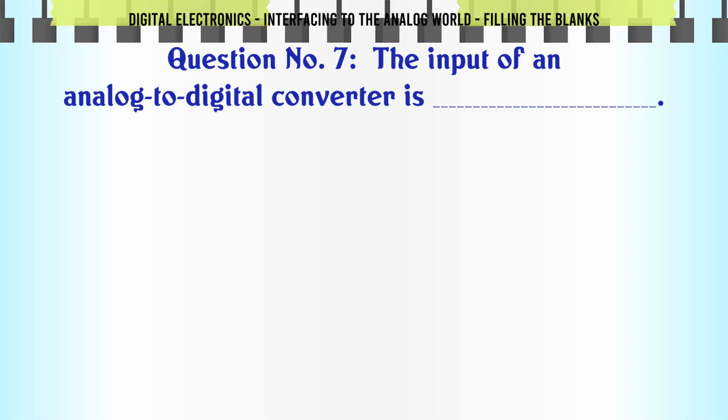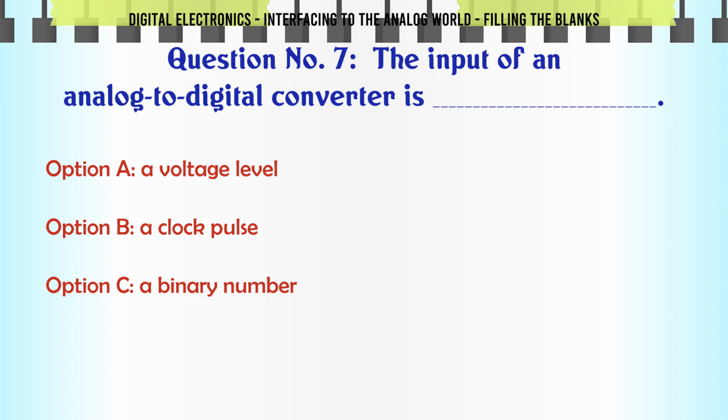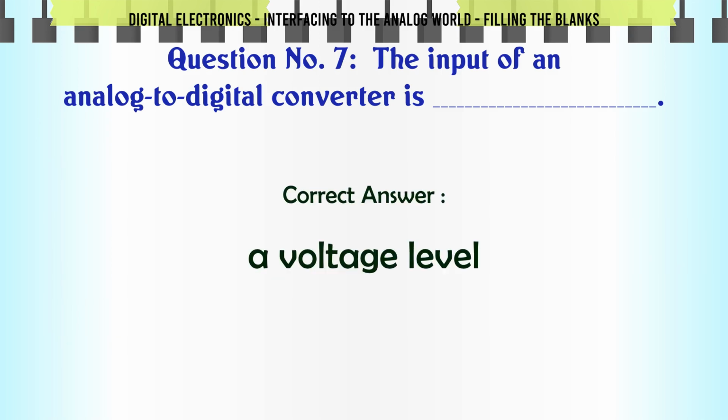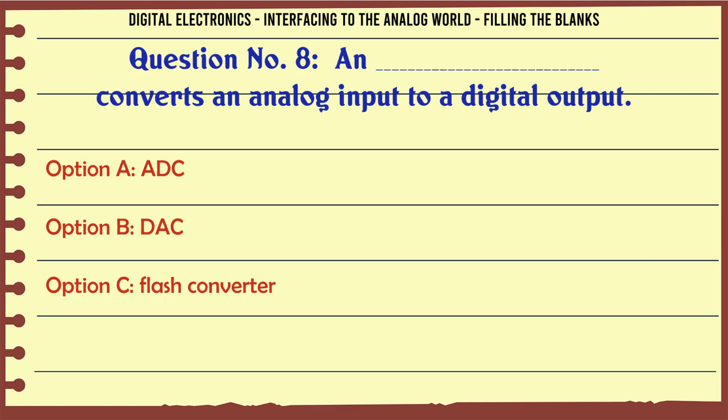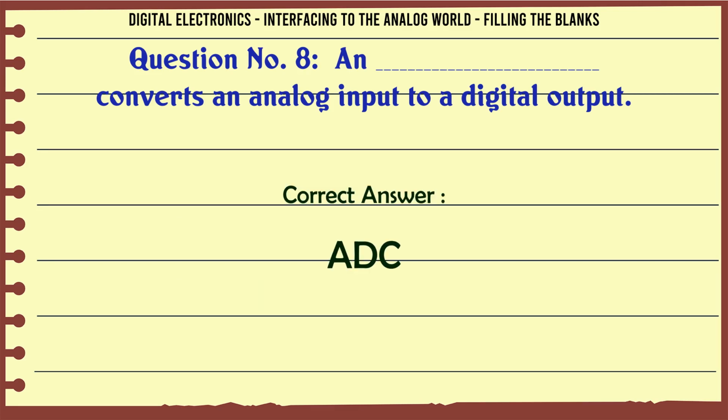The input of an analog to digital converter is: A. a voltage level, B. a clock pulse, C. a binary number, D. any of the above. The correct answer is a voltage level. And converts an analog input to a digital output: A. ADC, B. DAC, C. flash converter, D. bipolar converter. The correct answer is ADC.